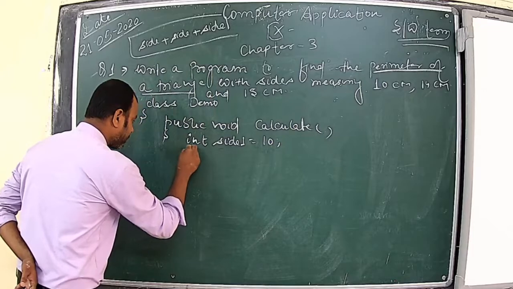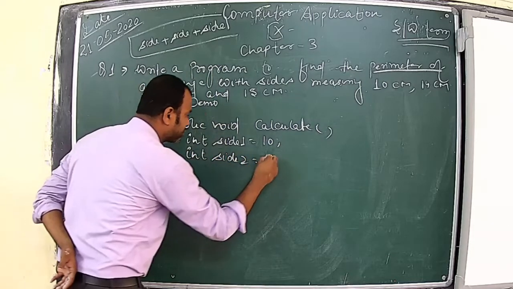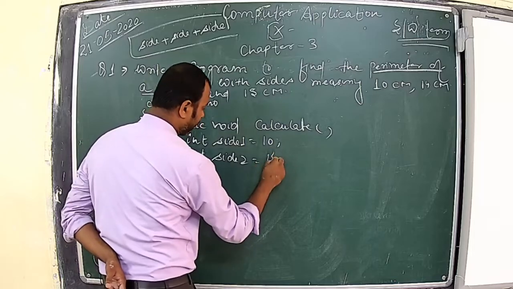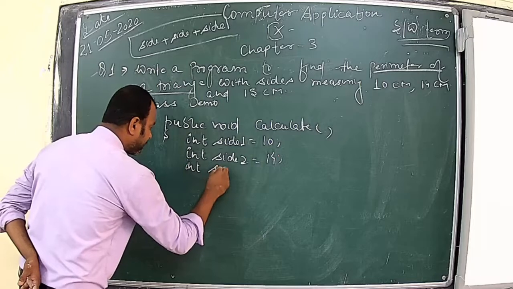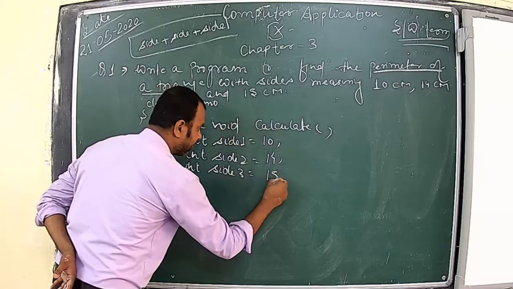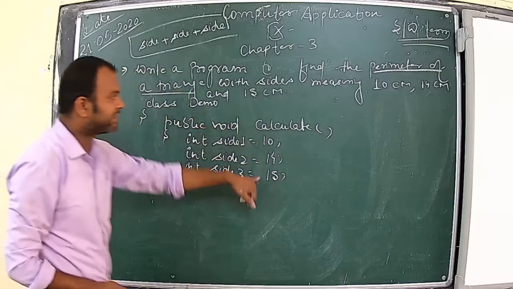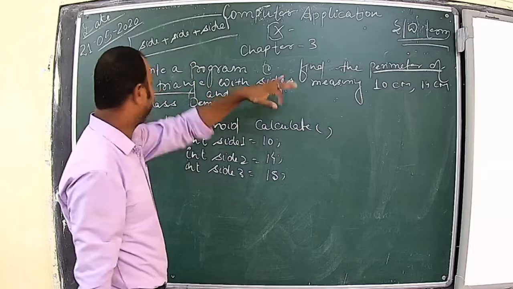Then int side2 equals 14, the second value, and int side3 equals 15. Three sides are there, side1, side2, side3. Now we'll calculate the perimeter of a triangle.